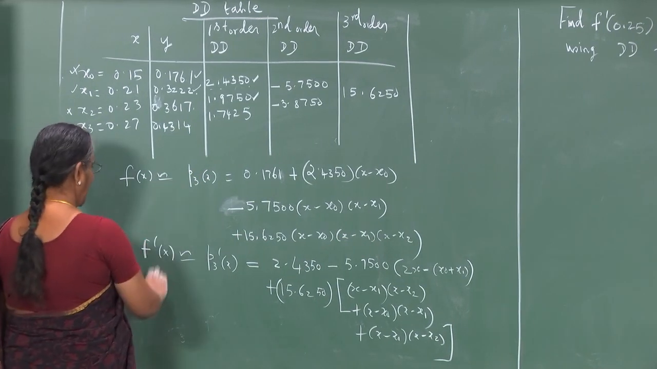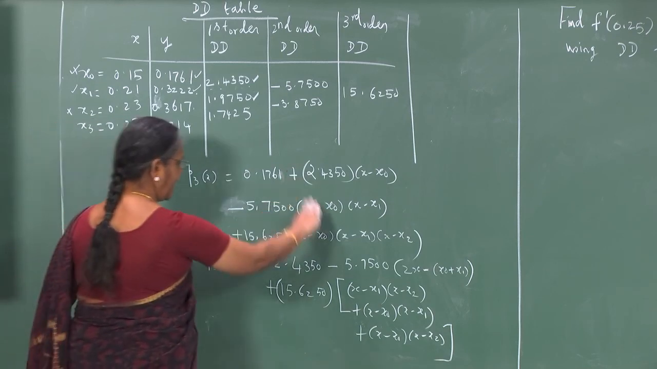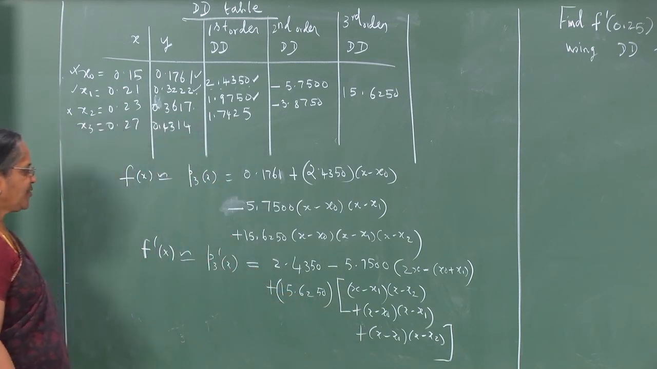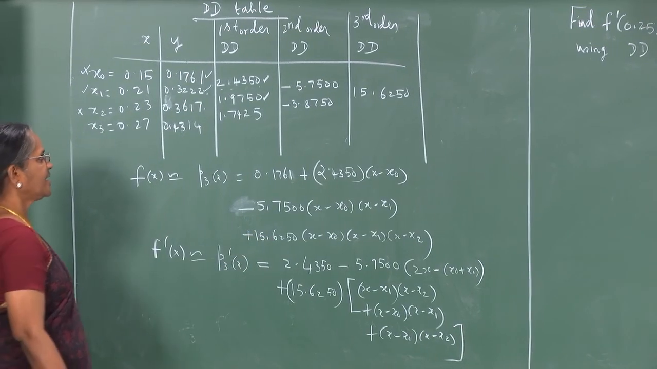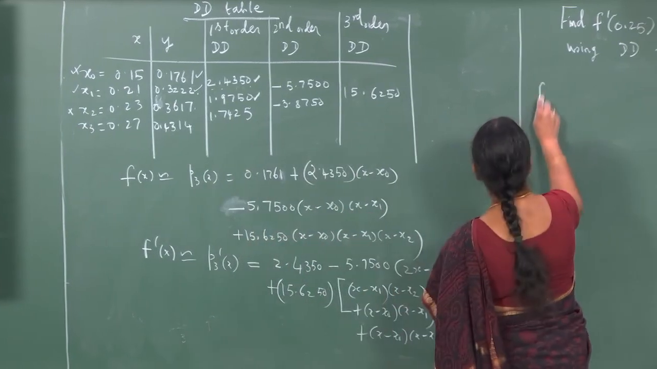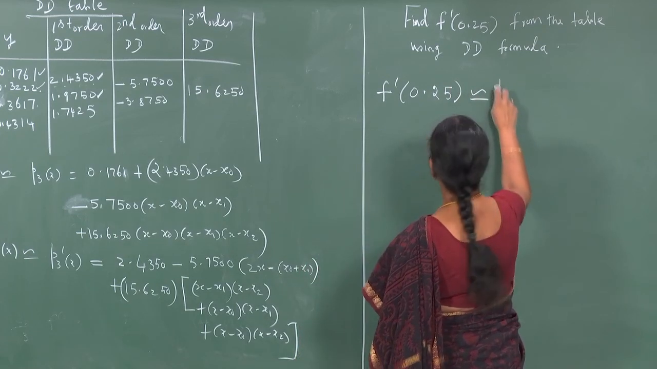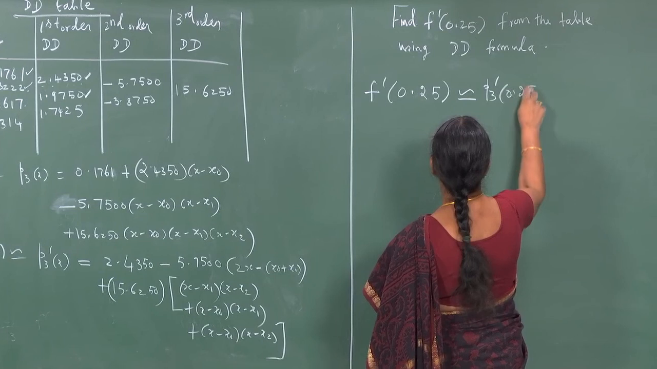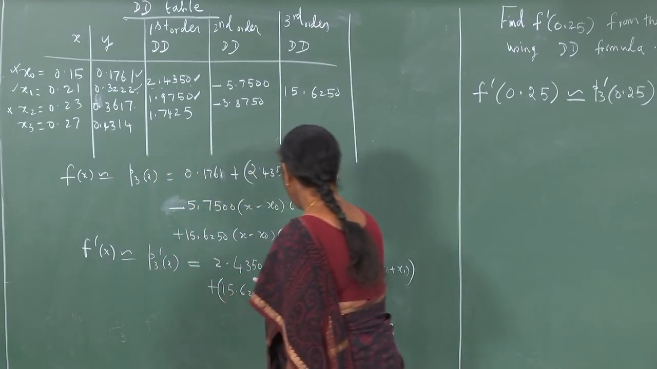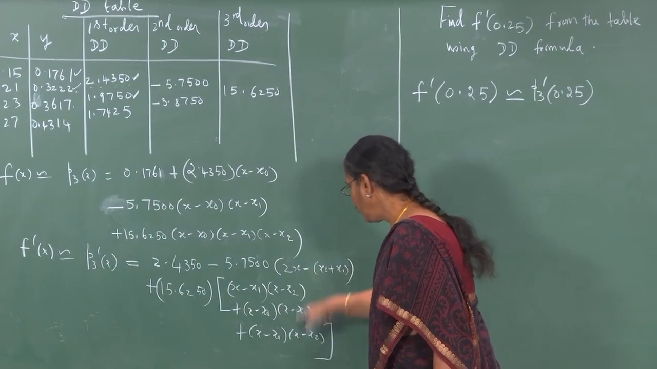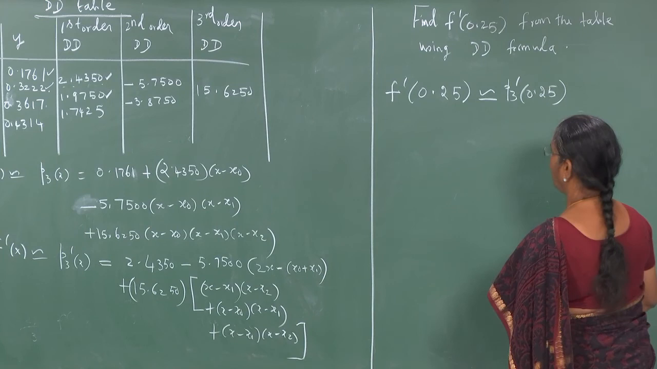So, I compute f dashed of x. f dashed of x will be p3 dashed of x. So, we take the derivative on the right hand side. We have written down the expression for the derivative on the right hand side. Now, we require the derivative at some point, f dashed at 0.25. That will be estimated by p3 dashed at 0.25. So, we observe that if we substitute x as 0.25 on the right hand side, we will get an estimate for f dashed of 0.25.